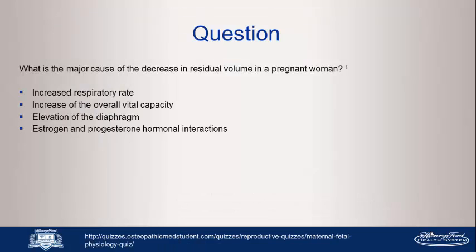Another question, and this is just to see if you are listening. What's the major cause of the decrease in residual volume in a pregnant woman? Increased respiratory rate, increase in the overall vital capacity, elevation of the diaphragm, or estrogen-progesterone hormonal interaction? The diaphragm. We just said that the uterus enlarges and pushes up the diaphragm, so you don't have a lot of space to reserve anything.